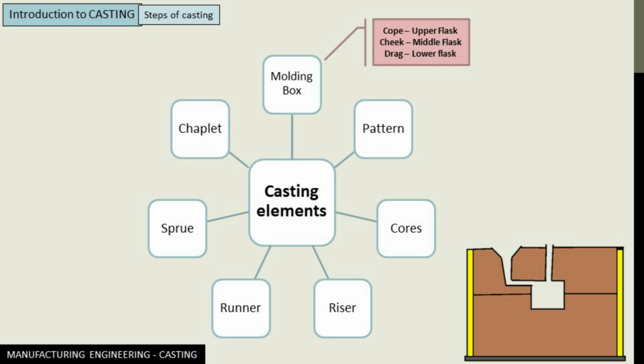As you can see here, these are the basic terminologies in a casting. These are the casting elements: sprue, chaplet, molding box, pattern, core, riser, and runner. So this constitutes the complete casting equipment. We are going to discuss each and every casting component, casting element in greater detail in the coming lectures.